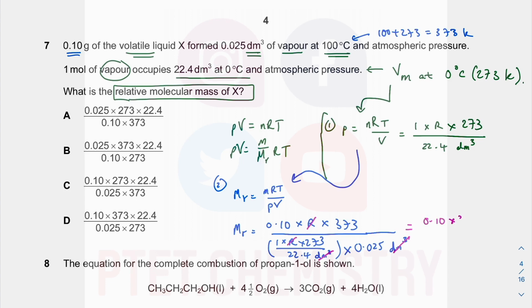If you rearrange that equation, you should be able to see that there is times 22.4 divided by 273 times 0.025, and that comes to 0.10 times 373 times 22.4 divided by 0.025 times 273. So it's a ratio of the temperature, it's a ratio of the volume.